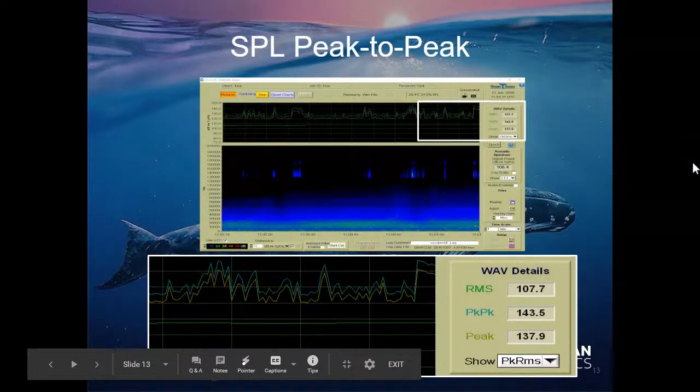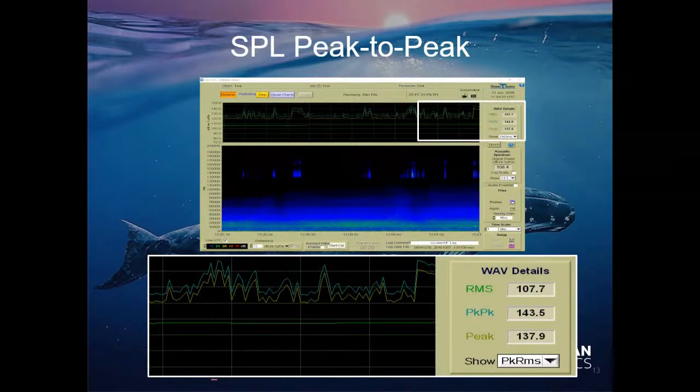Yes, and here we can see it's the last measurement here, and this says peak to peak, and that is represented in blue, and it will be above your peak and your RMS values.